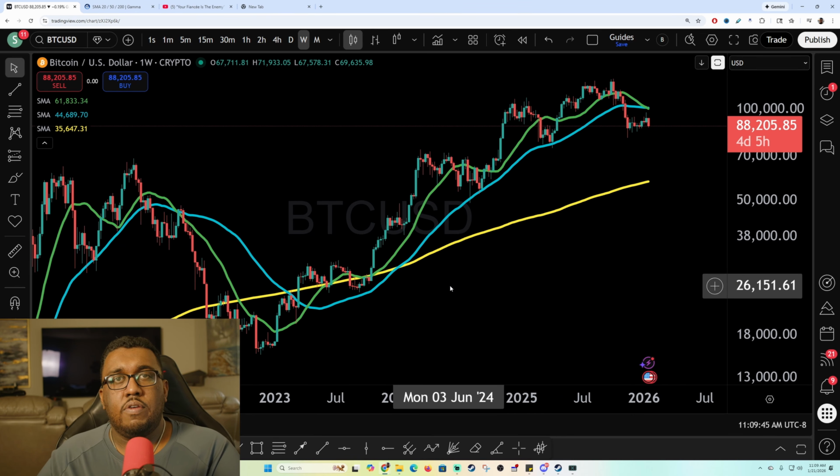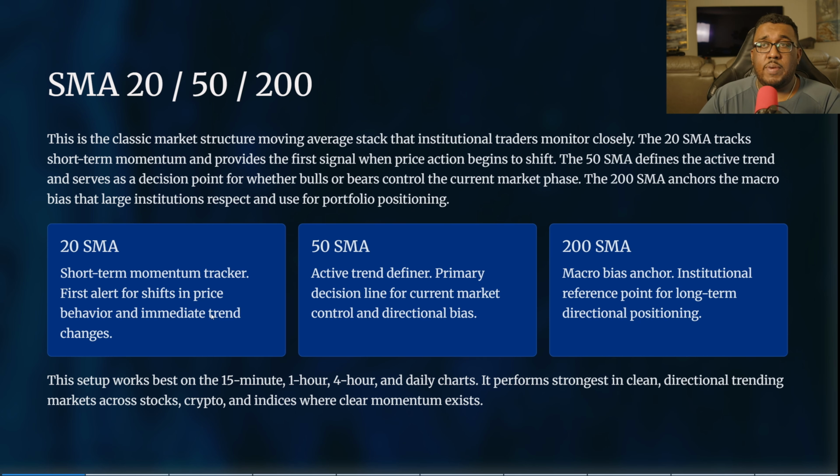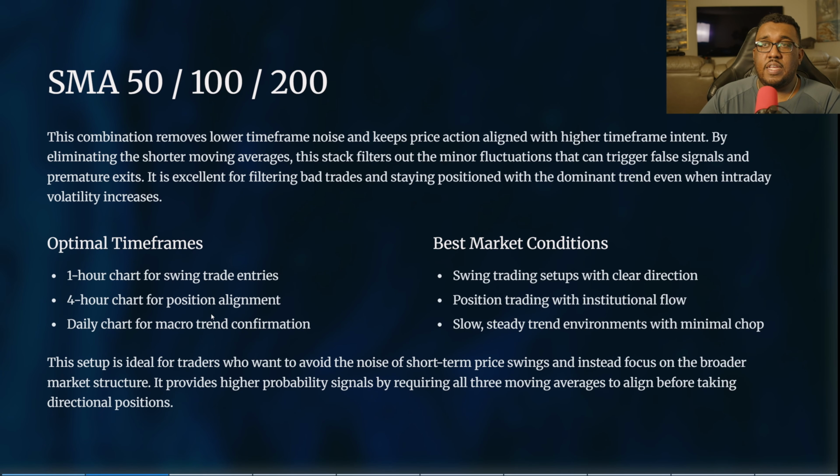Now, here are the other 9 strategies you guys might be looking to get into. So your default that we just talked about is going to be the SMA 20, 50, 200. I'll let you guys read this in your own time because I know you guys do want to be looking at this pretty fast. Next up, you got the SMA still 50, 100, 200, different combination, but can work out very well. You have your optimal time frames, of course, there, and your best market conditions.